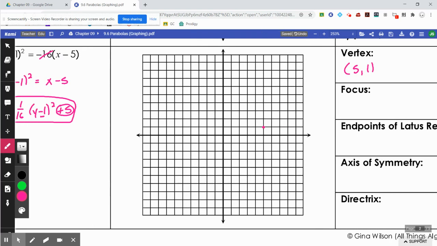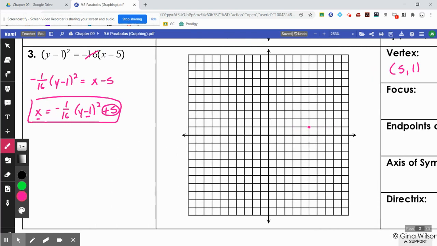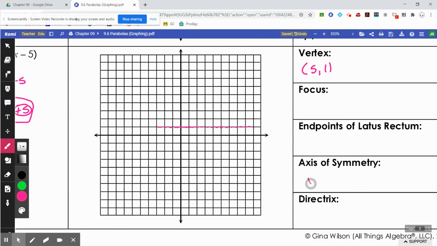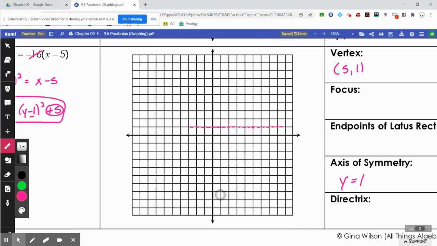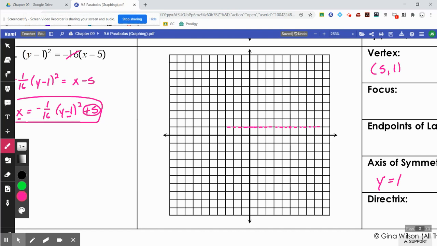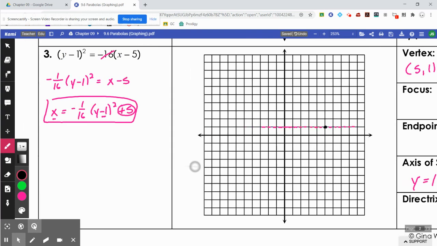Let's go ahead and find our axis of symmetry. Since it's an x equals, we're going to have a horizontal axis of symmetry. So here is my axis of symmetry at y equals 1. Next up, let me go ahead and darken my vertex right there. Next up, let's go ahead and find the value of p.